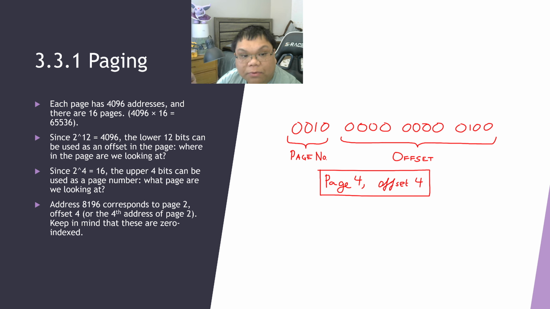Since 2 to the 12th power is 4,096, we can use the lower 12 bits as an offset in the page. Where in the page are we looking? The upper 4 bits, and 2 to the 4th power is 16, we can use as a page number. What page are we looking at? Address 8196 corresponds to page 2, offset 4, or the 4th address of page 2. Also keep in mind that these pages are 0 indexed, so there's a page 0 and there's an address 0 as well. Basically, all counting starts at 0 here.